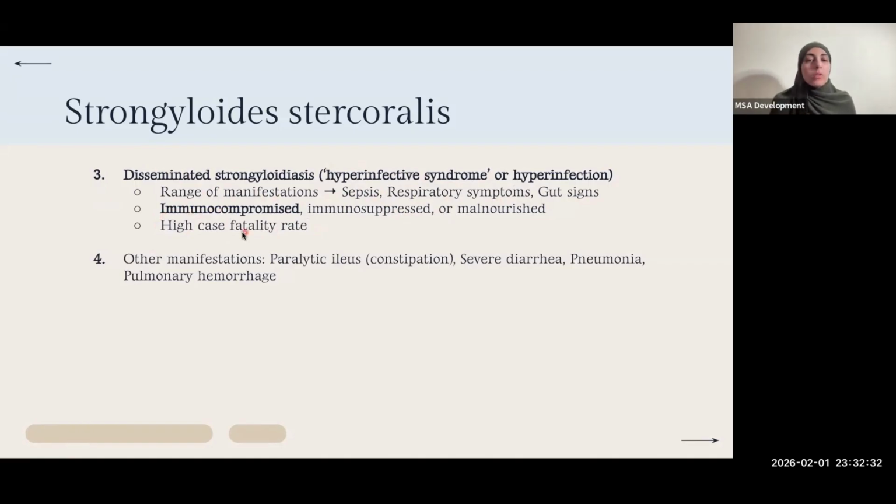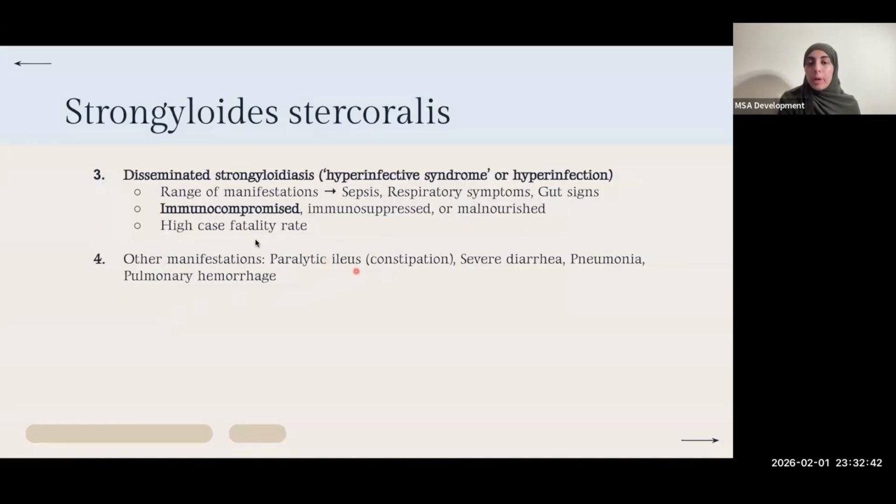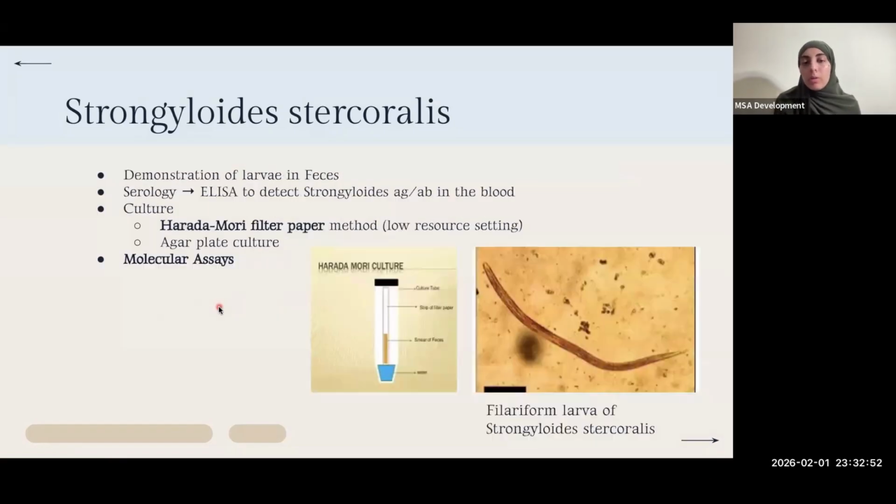Some other manifestations of strongyloides include paralytic ileus, which may lead to constipation. Remember, we said in acute and chronic strongyloides they present with diarrhea, but sometimes strongyloides can lead to paralytic ileus, presenting as constipation instead of diarrhea. And again, severe diarrhea, pneumonia, pulmonary hemorrhage, all of these we talked about.